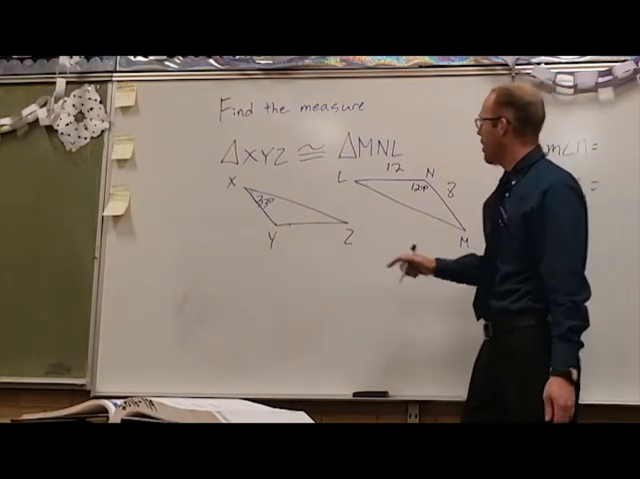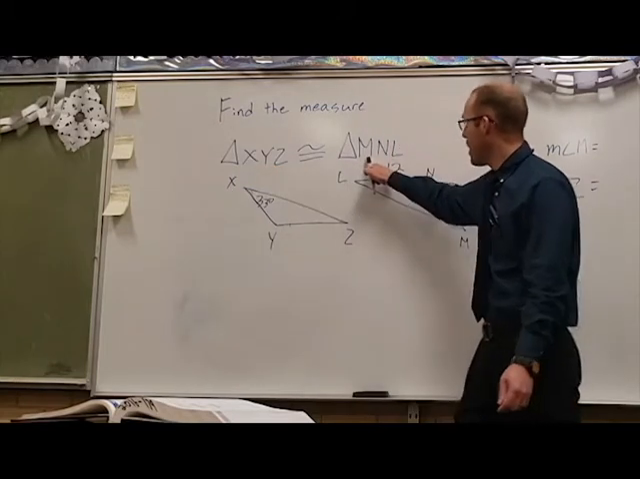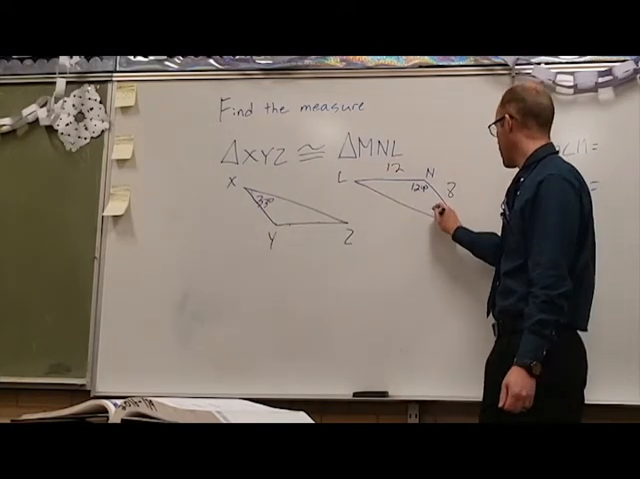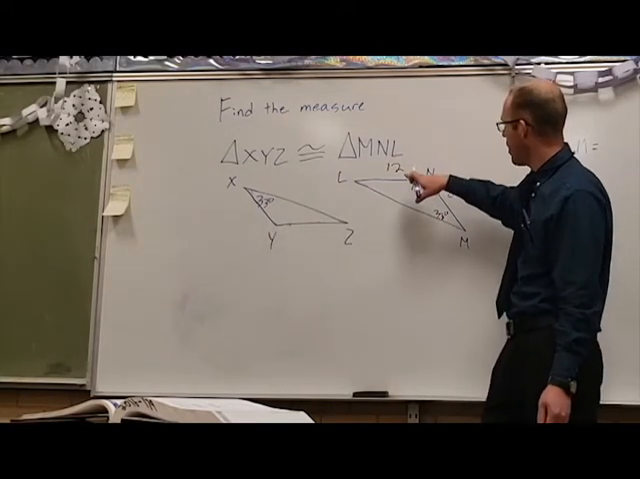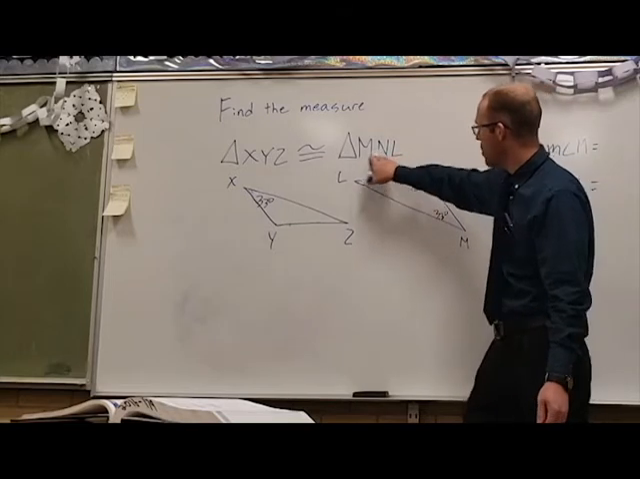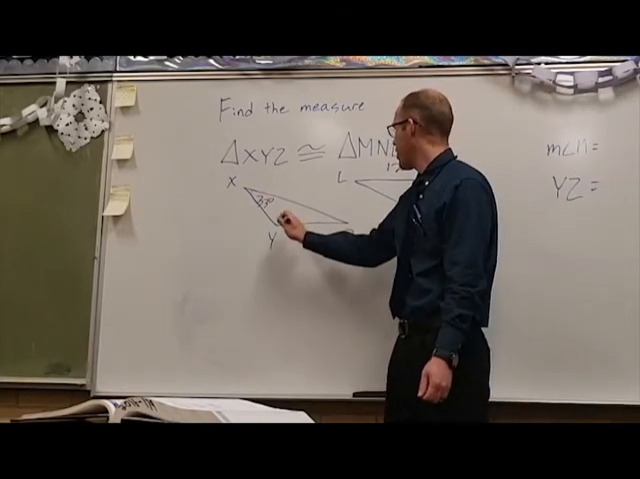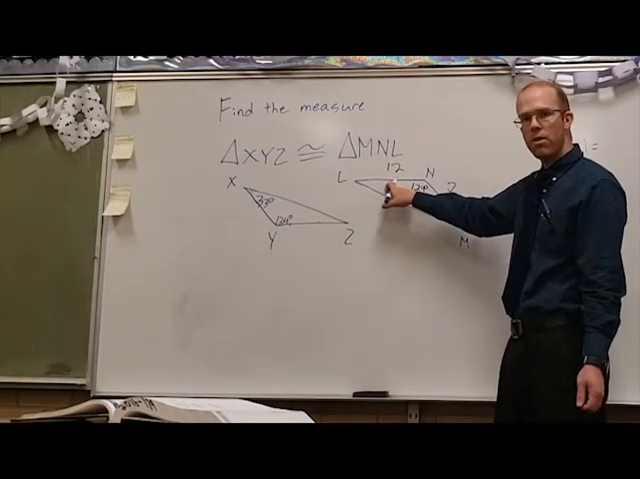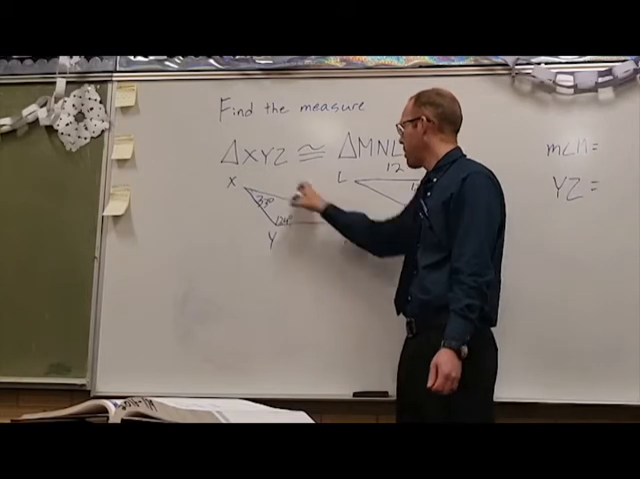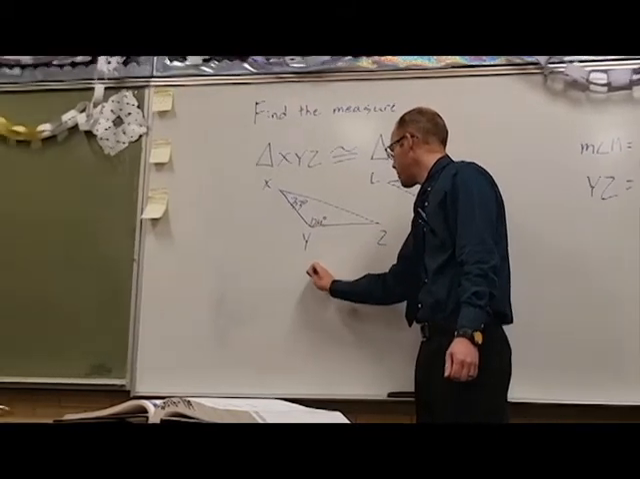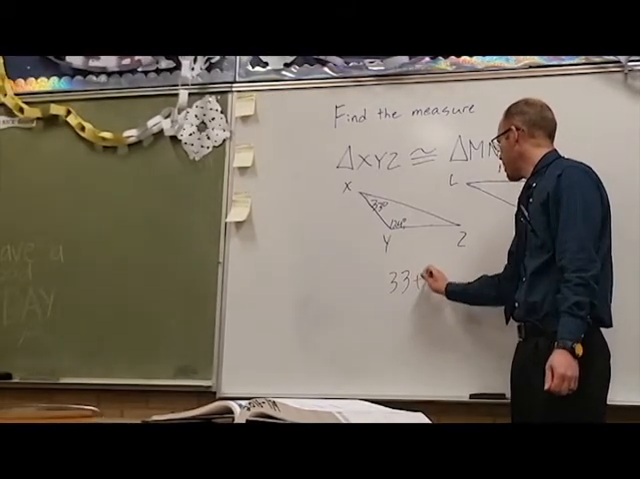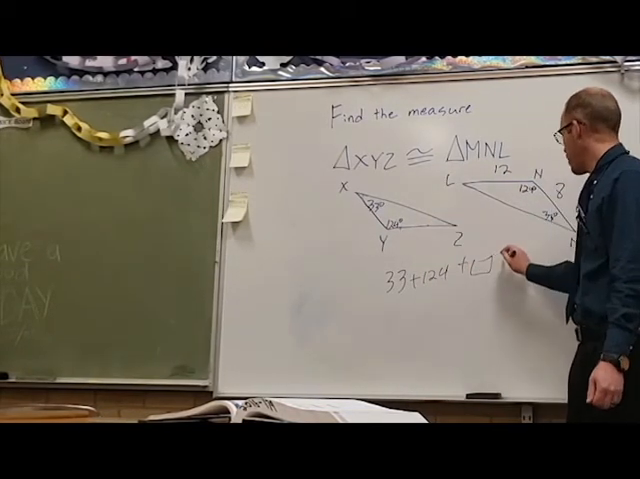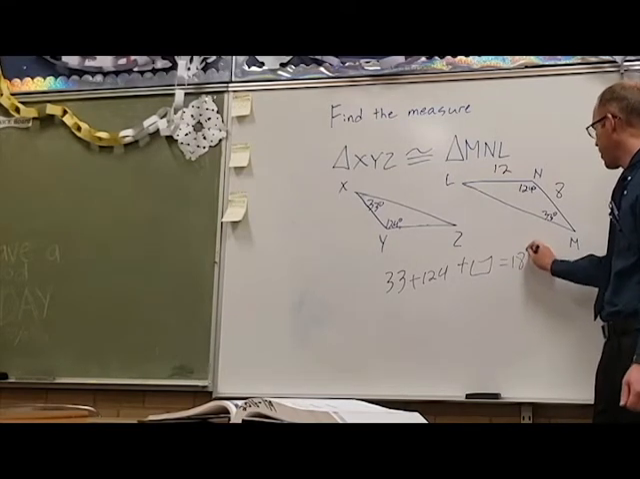We're going to fill out that information on the corresponding part in the other triangle to see if we can finish it out. All right, so we know that X corresponds with M over here, so M has this same measure, which is 33 degrees. And we know that N right here corresponds with Y, so Y has a measure of 124 degrees. I do not know what that third measure is yet, so we're going to have to figure out what makes those add up to 180 degrees like we did before.